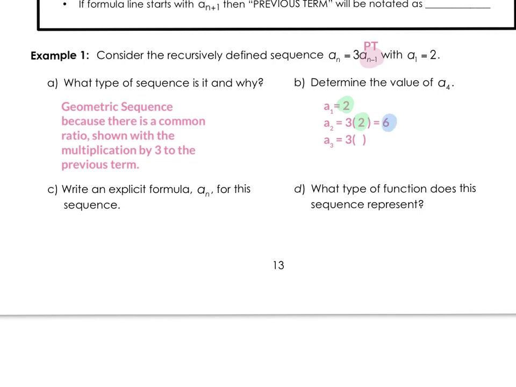Now I'm going to do the same idea. I opened up my parentheses. In those parentheses, I'm going to put the previous term, which was the 6. That gives me my third term, and now I can do the same thing for the fourth term. So I've opened up those parentheses, and in them I'll fill in the previous term, which was 18. So that tells me my fourth term is 54, and that's the answer to my question.